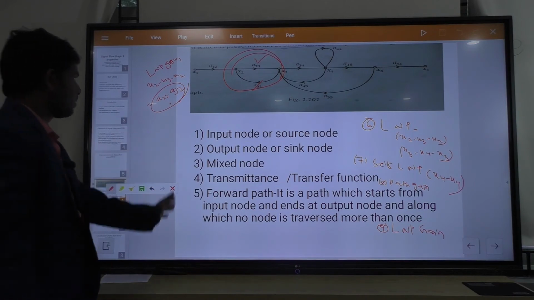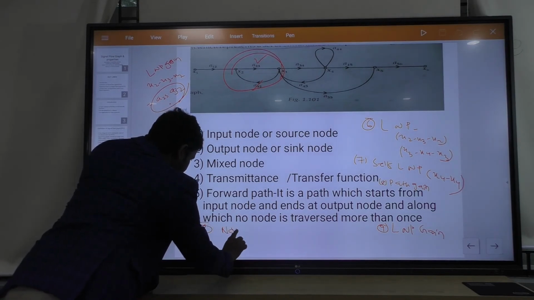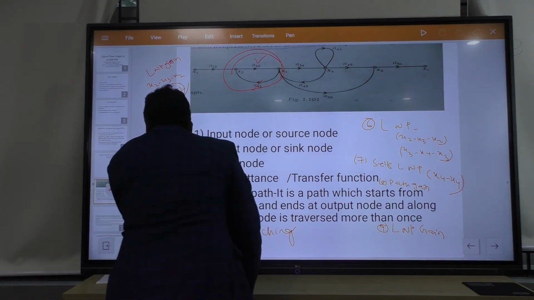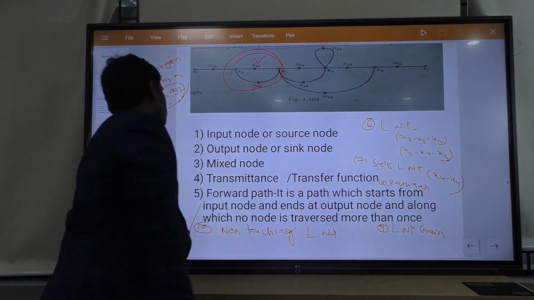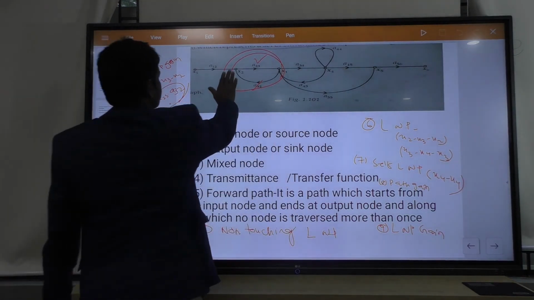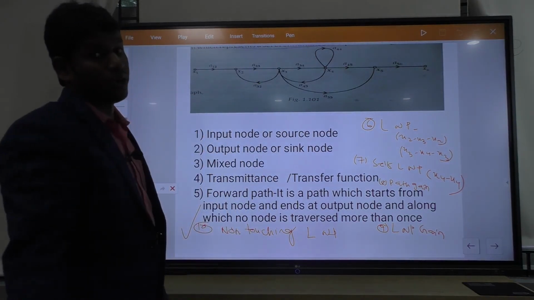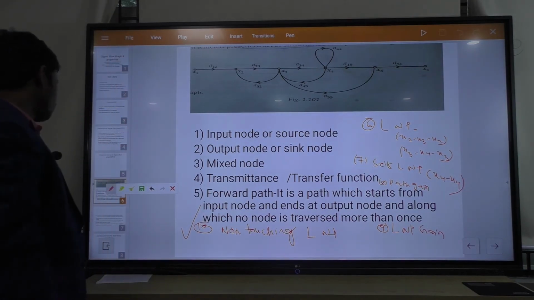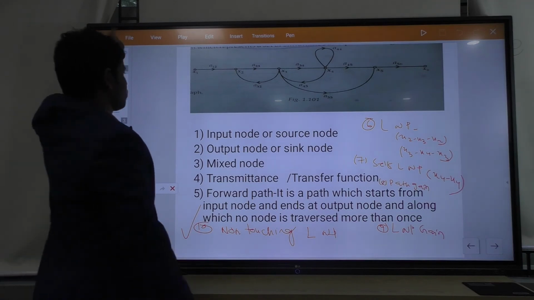Okay. Next, number 10 is a very important point: non-touching loops. You just look here in this signal flow graph. Which loops are not touching? Non-touching loops have no common nodes, no common path, no common branch. They do not touch each other at any node.